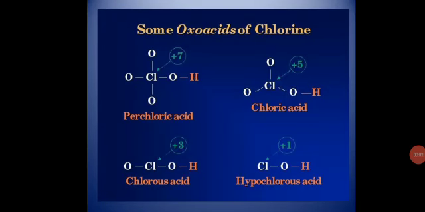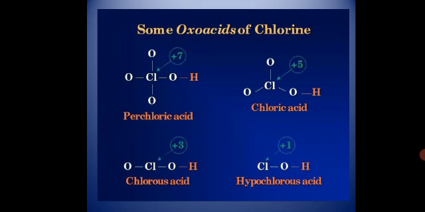So there are some oxo acids of chlorine, you can see it on the screen. We have hypochlorous acid, where the oxidation number is +1. Then we have chlorous acid, which is +3. In chloric acid it is +5, and in perchloric acid it is +7. Hypochlorous acid is HClO, chlorous acid is HClO2, chloric acid is HClO3, and perchloric acid is HClO4.